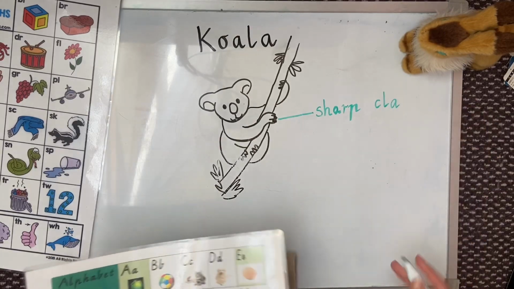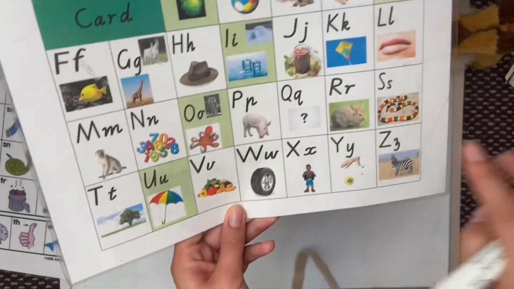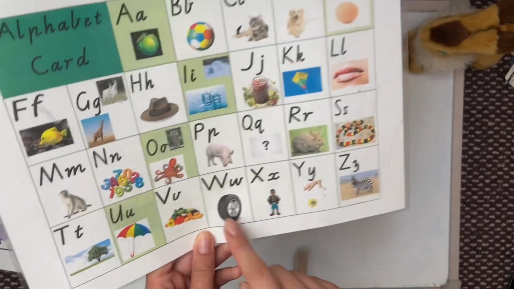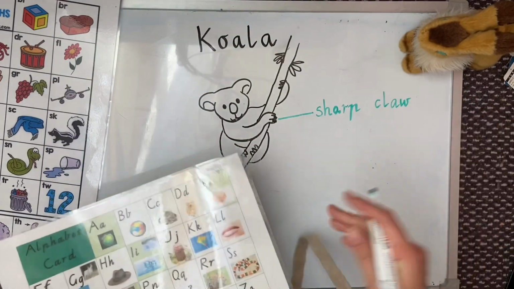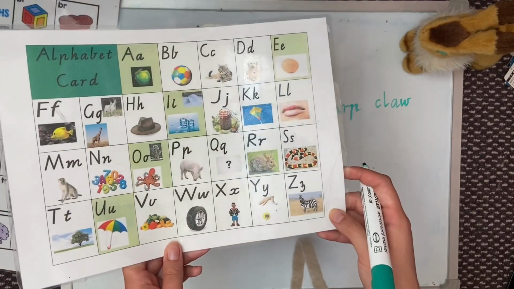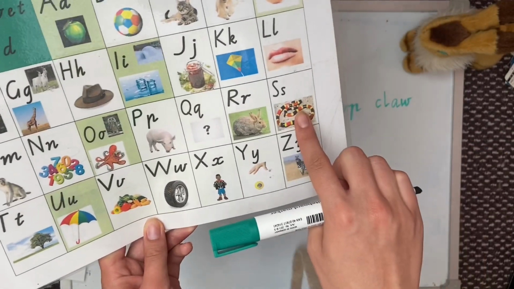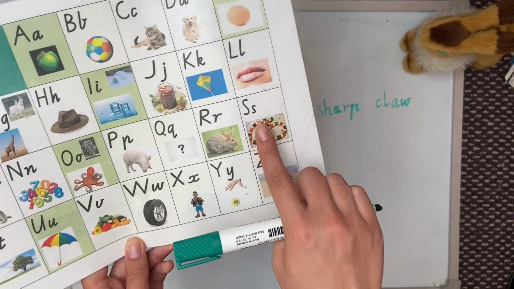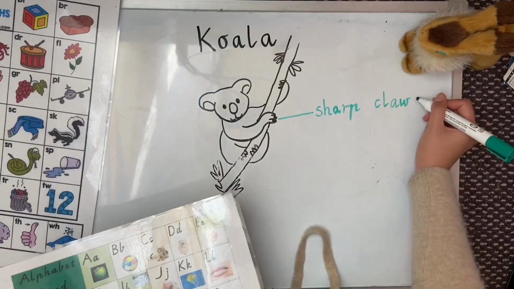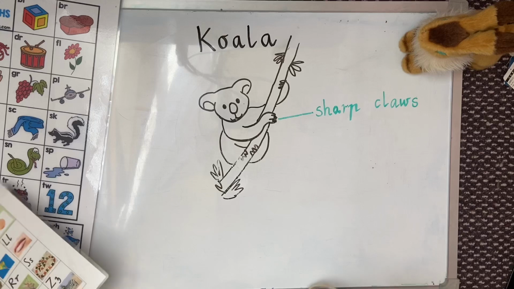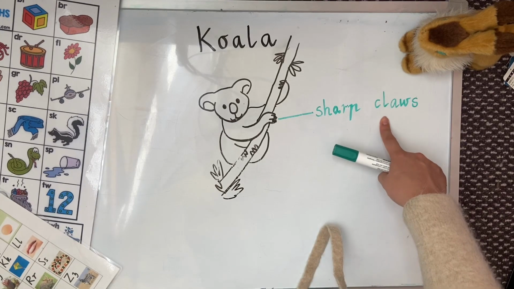Claws, or. The or sound can be made of an A and a W. Sharp claws. Do you hear the S on the end? Sharp claws. S for snake. Sharp claws. Great. There's our first label, sharp claws.